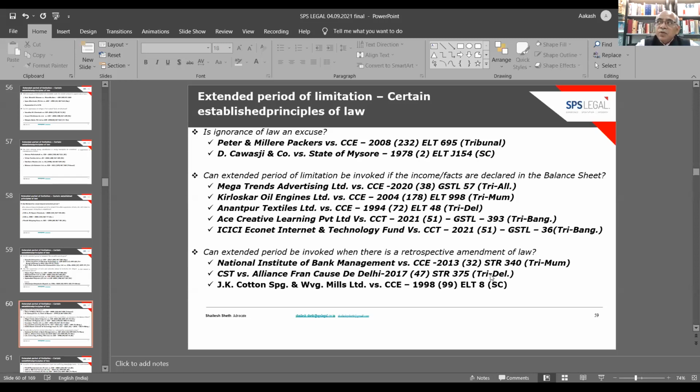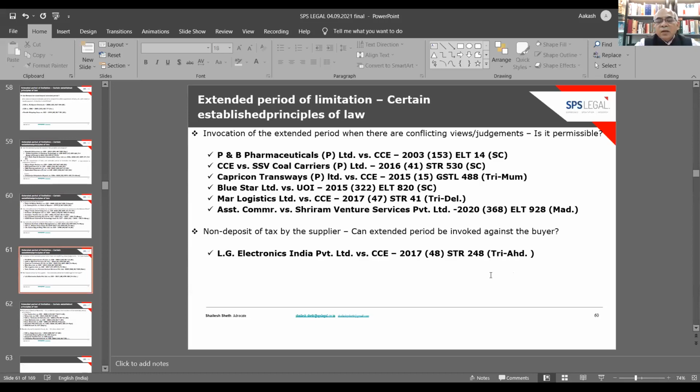The majority view is that, particularly in the context of listed companies, they are in the public domain, and therefore the extended period may not be invocable in such cases. If there is a retrospective amendment of law, then the extended period certainly cannot be invoked. It is well-settled law right from the Supreme Court in J.K. Cotton Mills. Then, again, when there are conflicting views or judgments, is it permissible to invoke the extended period? The answer is strictly no.